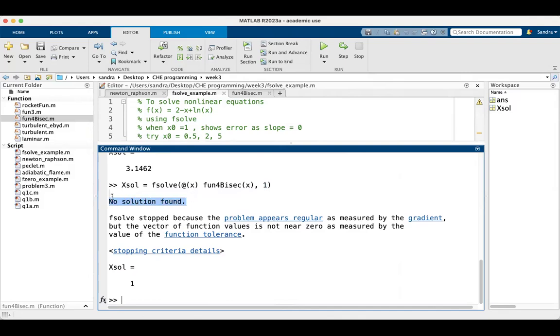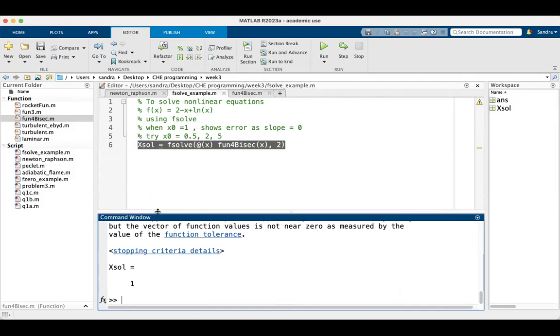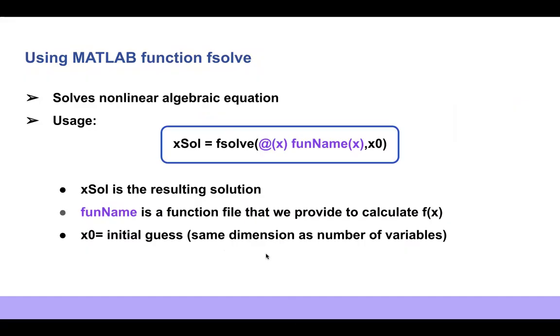Is this fsolve example clear? Do you have any questions? If you have any questions, please ask right now because you have assignments to solve based on this. Since you don't have any questions, let me just move forward. So that's it with fsolve.